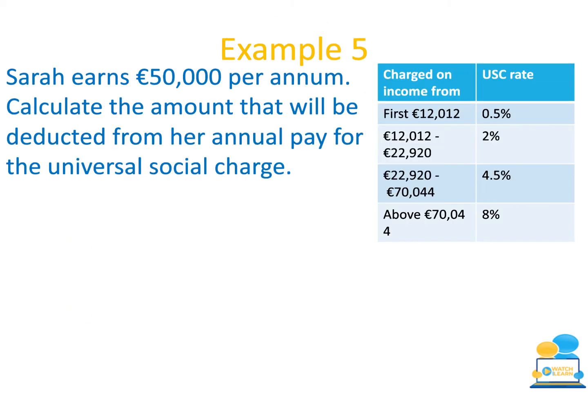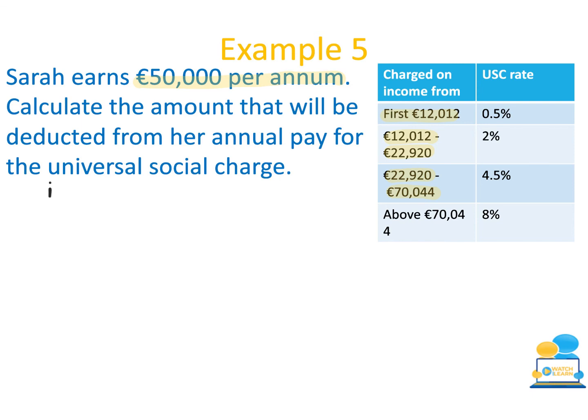So looking at this example, it says that Sarah earns 50,000 per annum. Calculate the amount that will be deducted from her annual pay for the universal social charge. So over on the right hand side there, I have our rates for the different bands. So we see that Sarah earns 50,000 euros a year. So that means that she is going to stop after band 3. So she's not going to meet band 4. So she will do band 1, band 2, and then she will do band 3. So I would complete this question doing it in 3 steps.